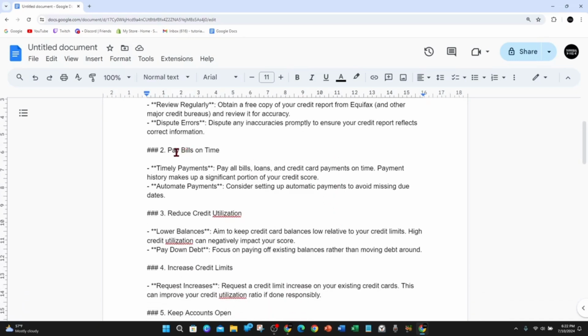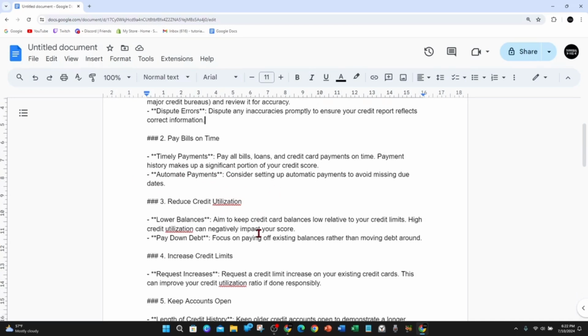And now, you want to make sure to pay bills on time. So pay all bills, loans, and credit card payments on time. Payment history makes up a significant portion of your credit score. Consider setting up automatic payments to avoid missing due dates. So setting up automatic payments is going to help you in the long run.